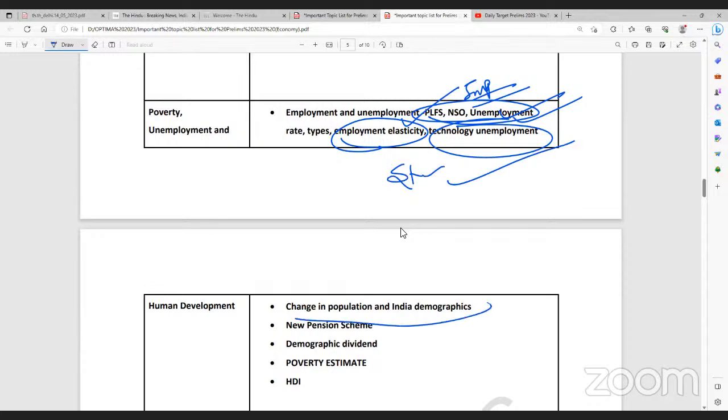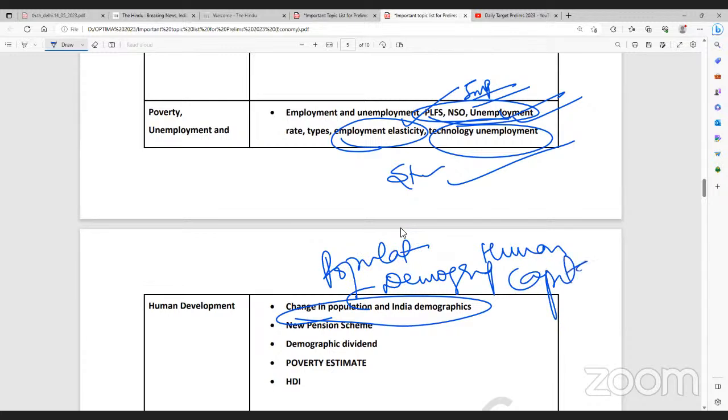Then they can give you demographic dividend. Population is very important. Human capital formation is a very important theme this year.